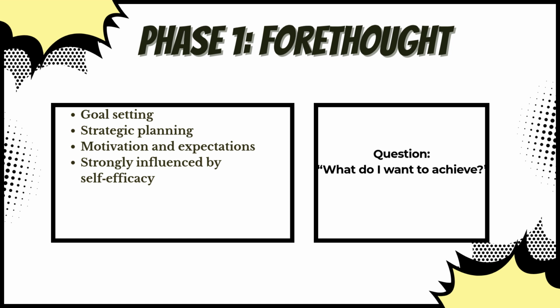So, phase one is the forethought phase. In this phase, they set goals and plan strategies. Self-efficacy plays a major role here. If students don't believe they can succeed, they are unlikely to engage meaningfully.